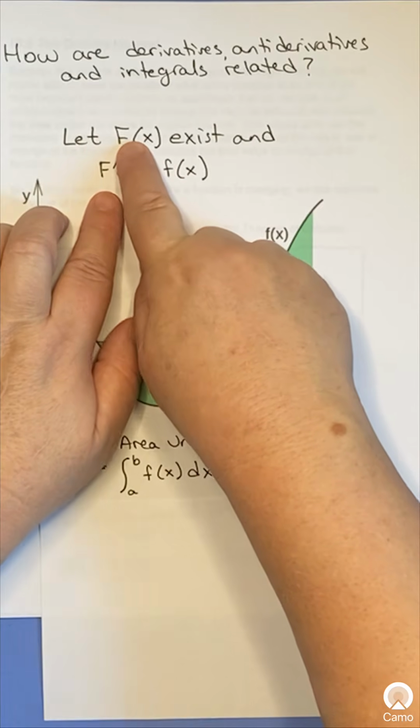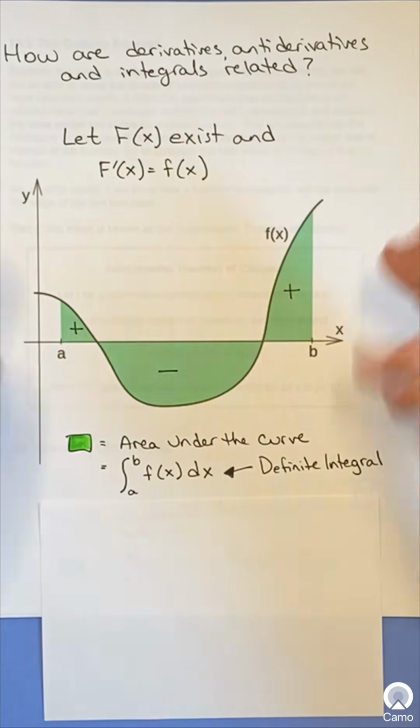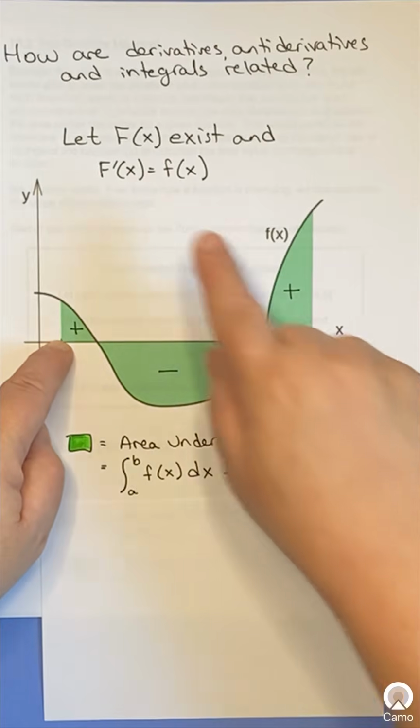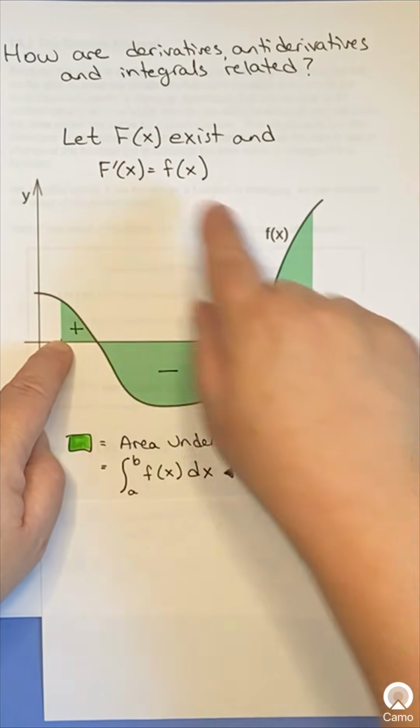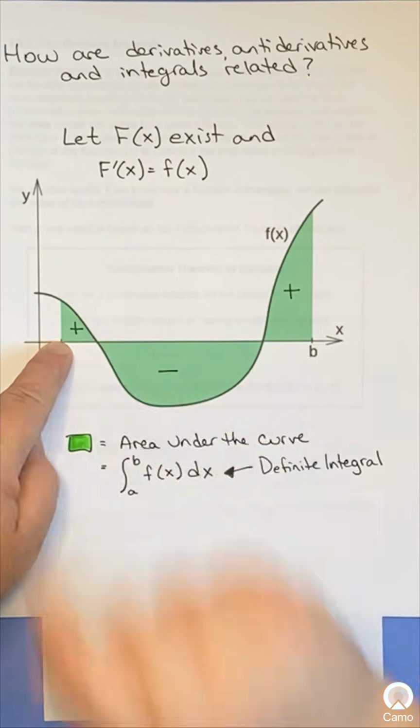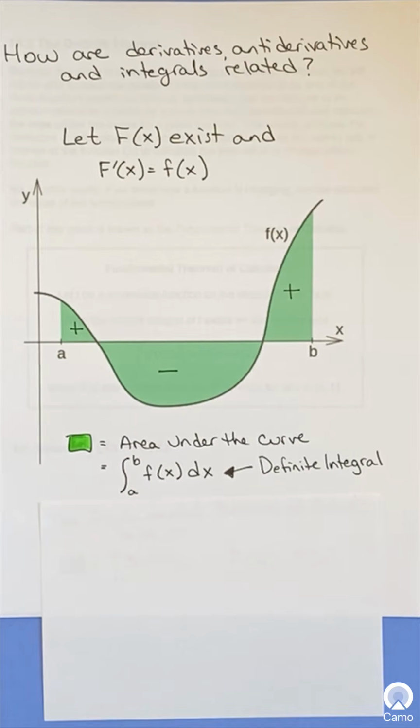So I have a big function. That function is not graphed. This is the derivative function. This is the derivative of capital F. This is the derivative function.